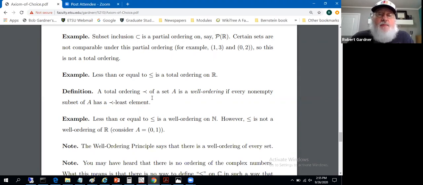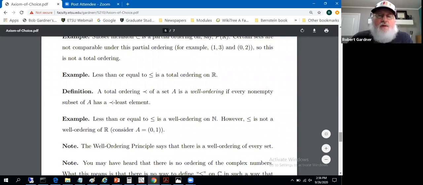Total ordering denoted with this little bent less than, curvy less than. A total ordering of a set A is a well ordering if every non-empty subset of A has a least element with respect to that total ordering. Least elements.